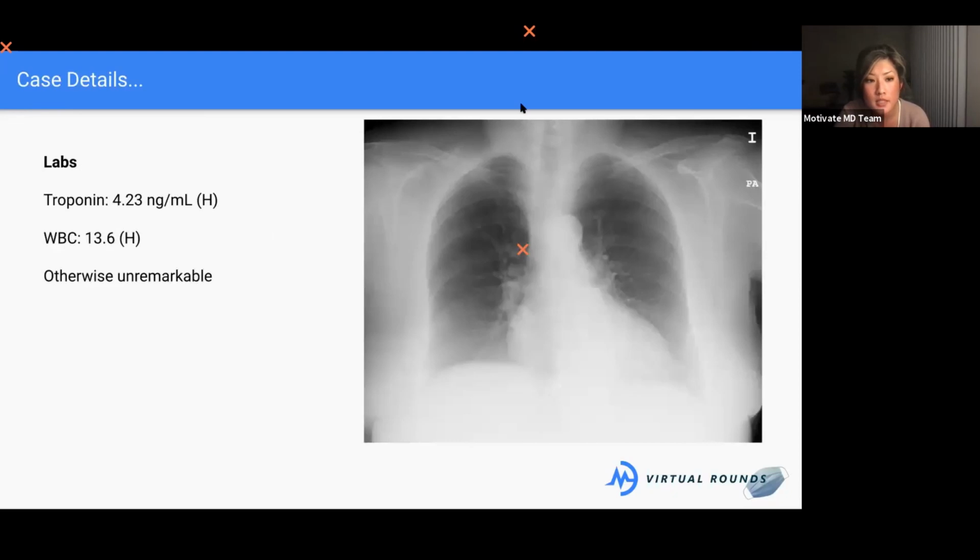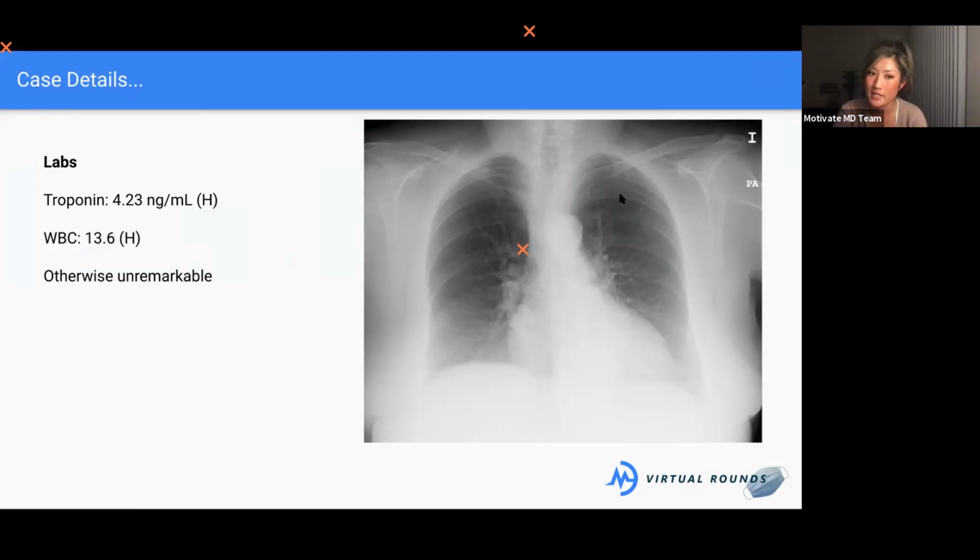So here's the labs. So other things that we wanted to order for this guy specifically, and you're not expected to know this, is troponin, which is a marker for basically cardiac cells dying and being injured. So that's high in settings like MI. So the troponin for him was high, white blood cells were high, otherwise normal.